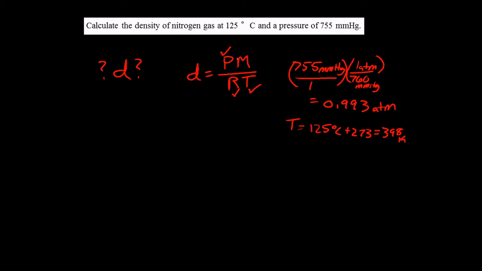The molar mass is not directly given to us in the problem, but we're told that it's nitrogen gas, which is not this. Remember, nitrogen gas is N2. Nitrogen is one of the 7 diatomic elements. So nitrogen gas is N2. A single nitrogen is 14.01. And so our molar mass is going to be 28.02 grams per mole. All right, we have everything we need.